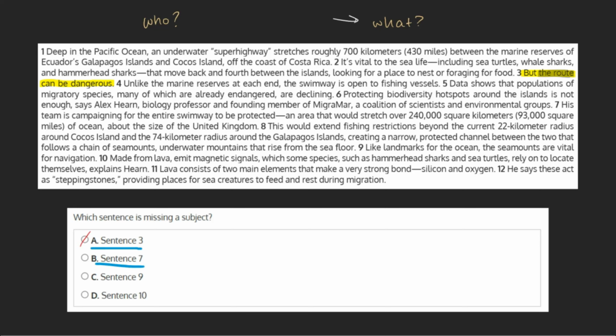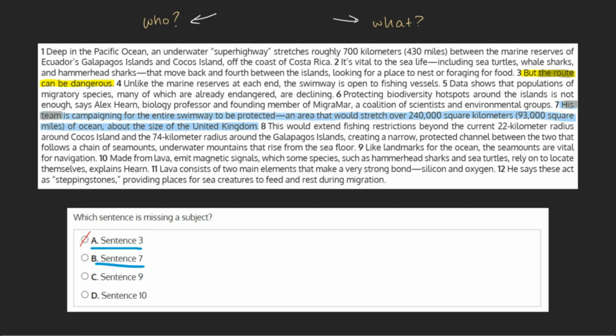B. Sentence 7. His team is campaigning for the entire swimway to be protected, an area that would stretch over 240,000 square kilometers of ocean, about the size of the United Kingdom. There's more than one subject in this sentence, so we'll start at the beginning. Here we'll ask who. Who is campaigning? The sentence tells us his team.